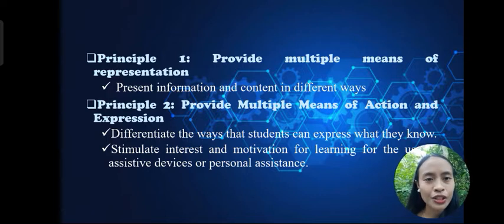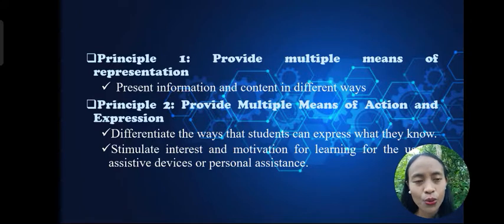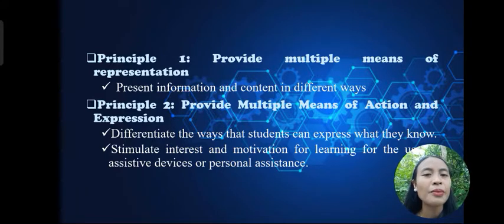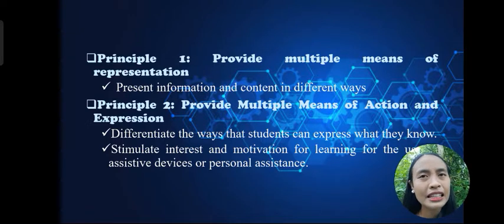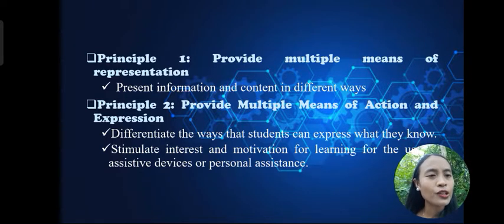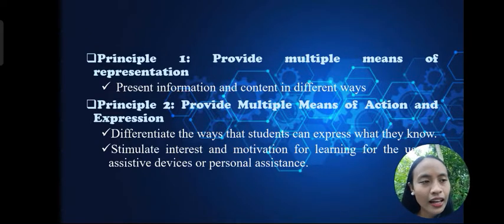And as for the second principle, it is provide multiple means of action and expression. So, differentiate the ways that students can express what they know. Dapat ma-express fully ng ating mga estudyante yung kanilang thoughts and opinion, and by that, dapat iba-ibang ways para hindi sila maging limited. Ma-overcome natin yung limitations, okay? Para ma-express talaga nila fully kung ano yung gusto nilang sabihin.